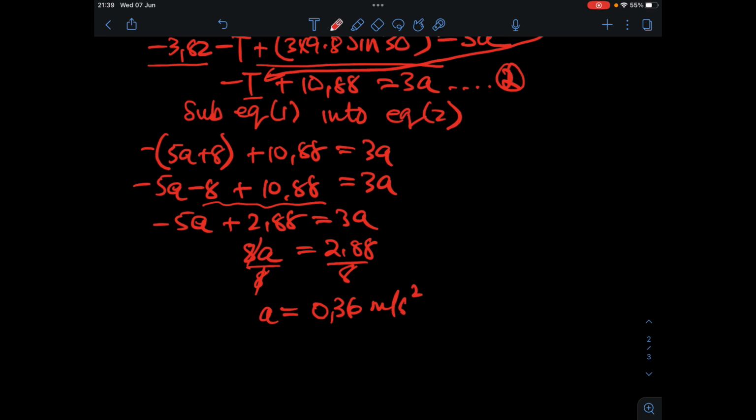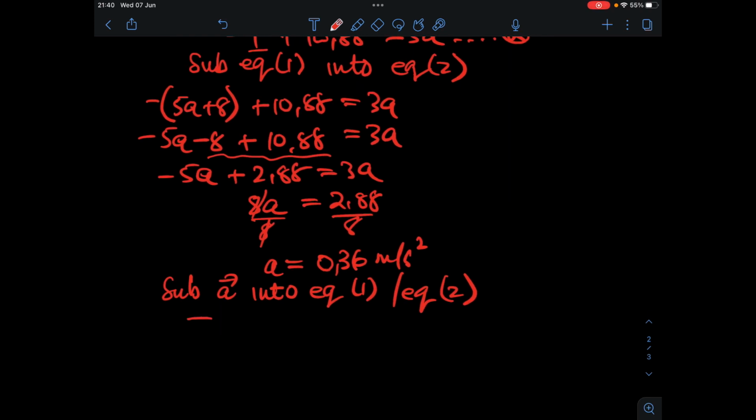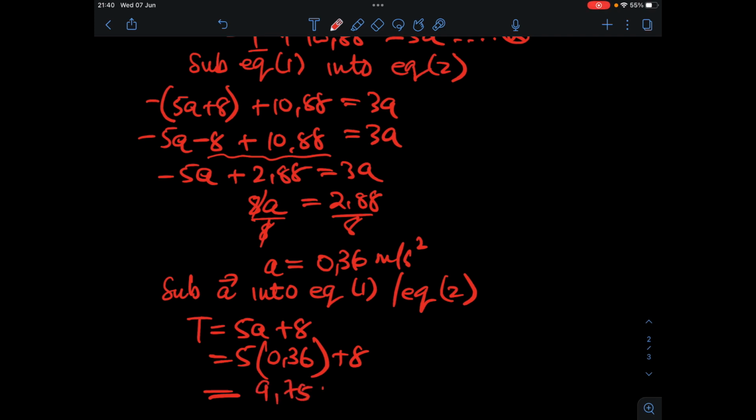We're not done yet, guys. Told you, when you want a tension, you have to first get the acceleration. And then now we get the acceleration, we're going to sub this acceleration into equation 1. You can sub in any. You can sub in equation 2, it's going to give you the same answer. Remember, equation 1, it's T is equal to 5A plus 8, and then we substitute that acceleration there. It's 0.36 times 5 plus 8, it's 9.75 newtons. That's the tension, guys, that we have there.